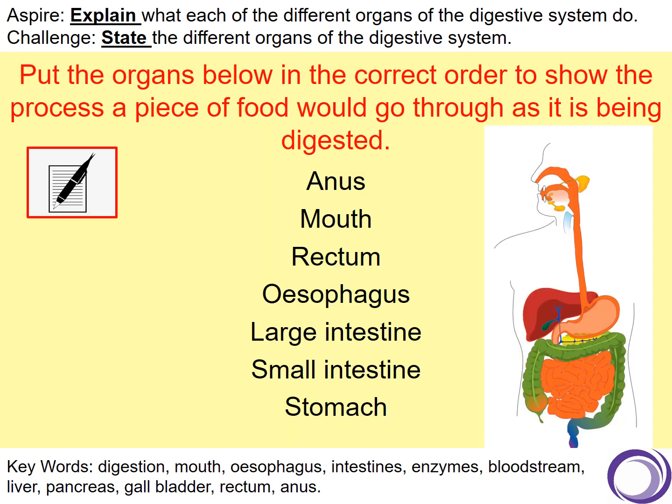Okay, on the screen now are some of the organs that I have just mentioned to you. What I would like you to do is put them in the order that food would pass through them as it is being digested in the digestive system. So I'm going to give you a minute to write it down. Off you go.